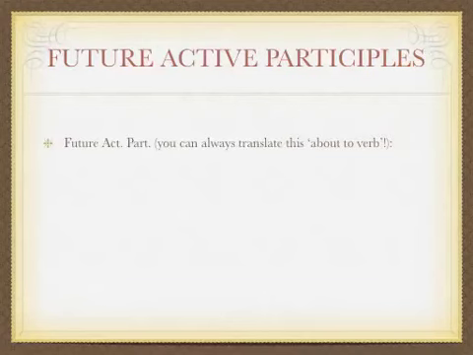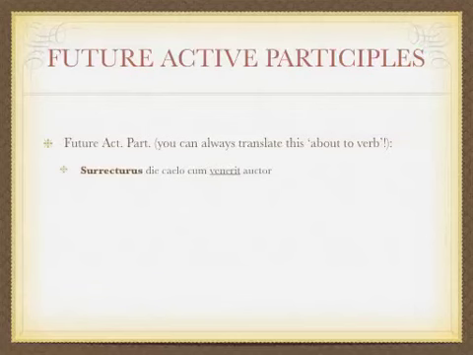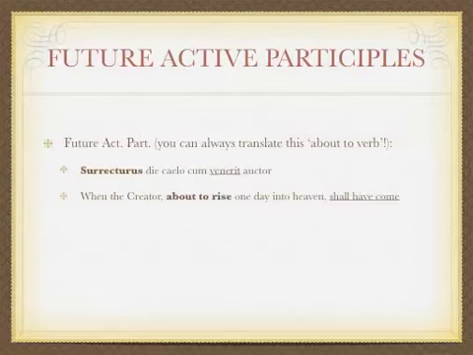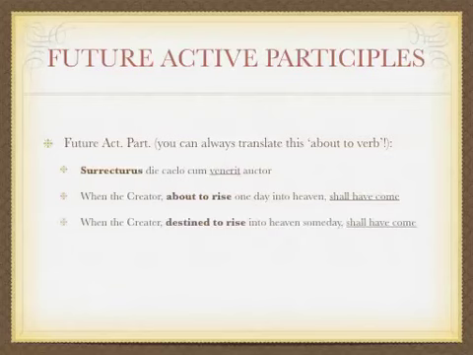Okay, here is a future active participle, fourth principal part plus urus. You can always translate about to verb. So surrecturus die caelo cum venerat auctor. Right? When the Creator about to rise one day into heaven shall have come. Surrecturus, about to rise. You could also say destined to rise if you want to.